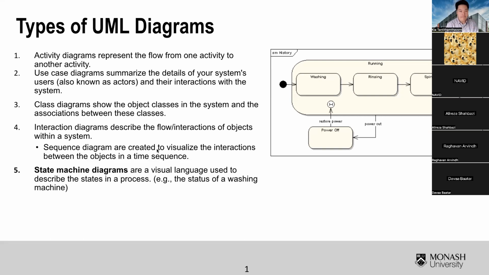State machine diagrams are also one of the behavioral types of UML diagrams. It is used to describe the states in a process. I mentioned before the states of a washing machine. When we build a washing machine program, normally we start from on and off. Turn it on, start with the washing state, rinsing state, spinning and drying, that kind of thing. Then that's the end, and it has the power on and off as well.